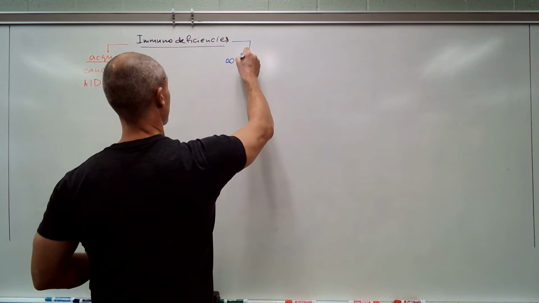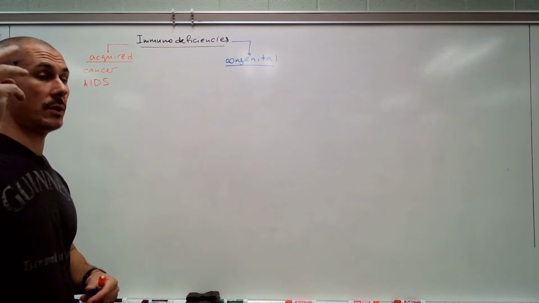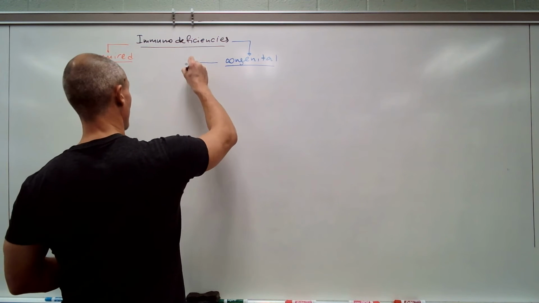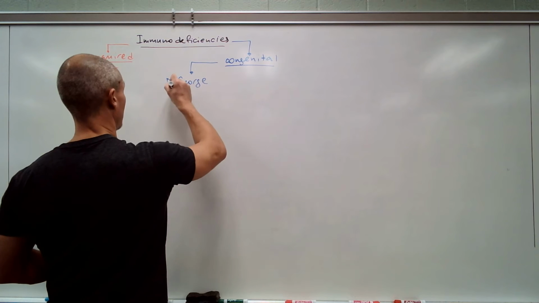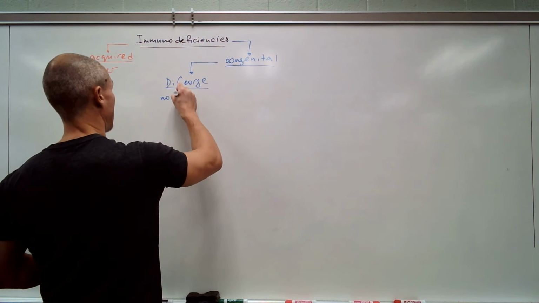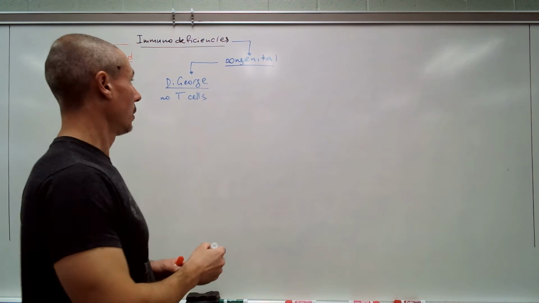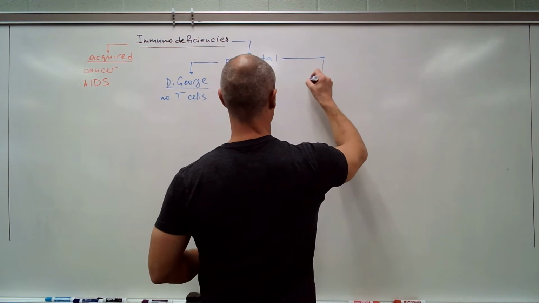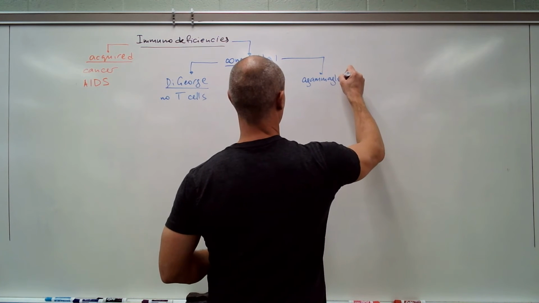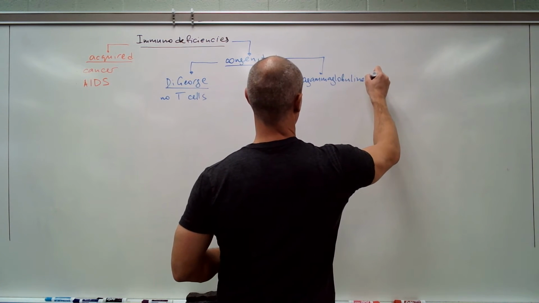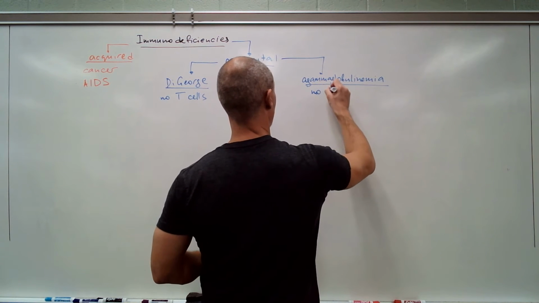congenital immunodeficiencies. So in congenital, I want you to know three of them. First is DiGeorge syndrome, which means lack of T cells. Then you have agammaglobulinemia, which is no B cells.